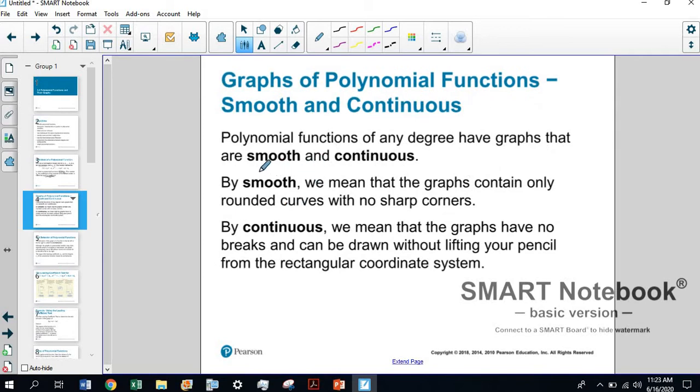All polynomial functions have two characteristics. They are smooth and continuous. Smooth means that they are curves without any sharp corners, and continuous means that you don't have any asymptotes or holes or breaks in your graph. Okay?